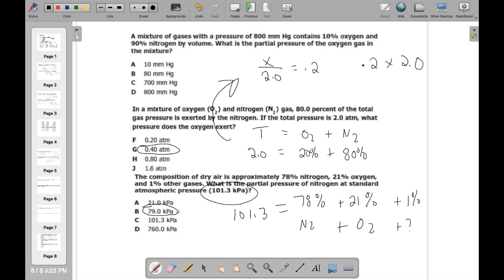Now let's just think about this logically for a second. They're giving me the answers here. I know that nothing can be greater than 101.3. In fact, there's no way it can even be 101.3, so it can't be this one, and it can't be that one. And nitrogen's 78%, so it feels like it's got to be higher than 21, so you can just kind of guess on this one. Same thing with these other ones. That's the beauty of standardized tests, or it's the negative thing about them. You can just guess the answer sometimes.